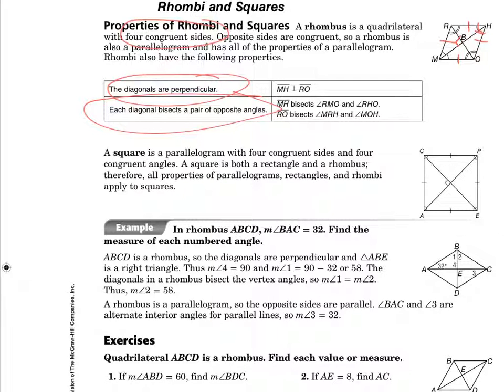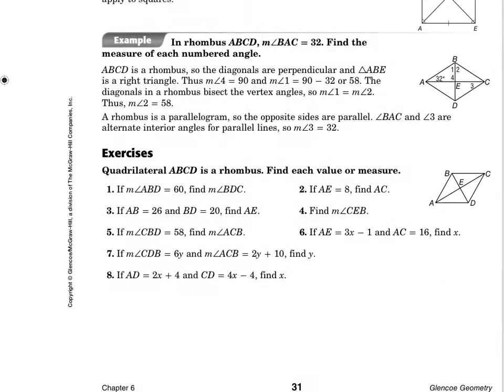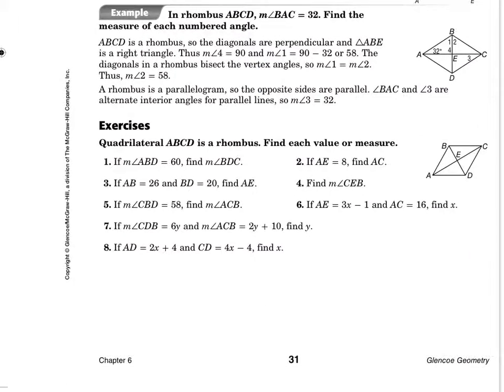A square is just both a rectangle and a rhombus. So it has all the properties of a parallelogram, all the properties of a rectangle, and all the properties of a rhombus. So basically everything is true for a square. Let me show you a couple of examples.